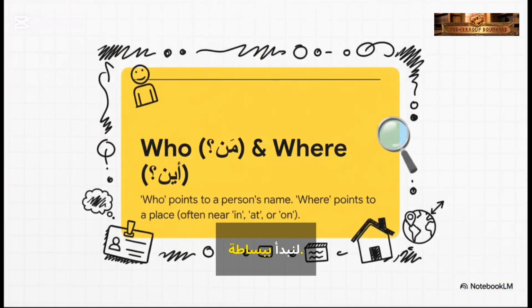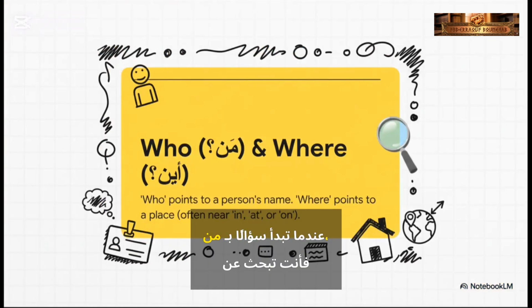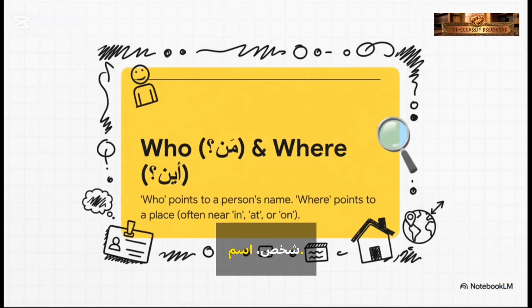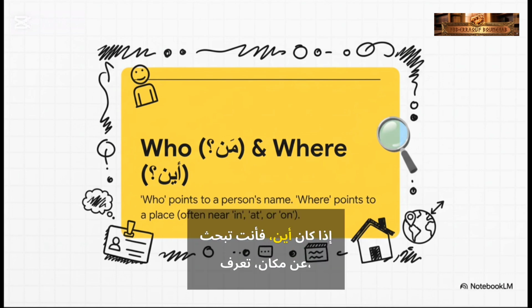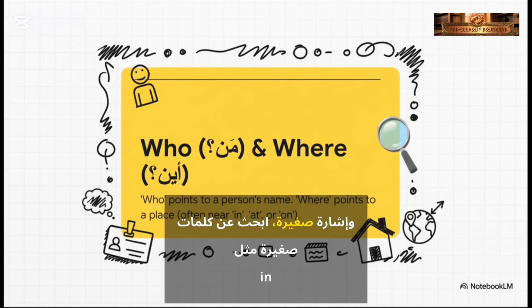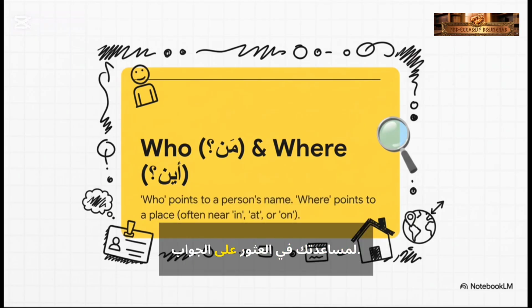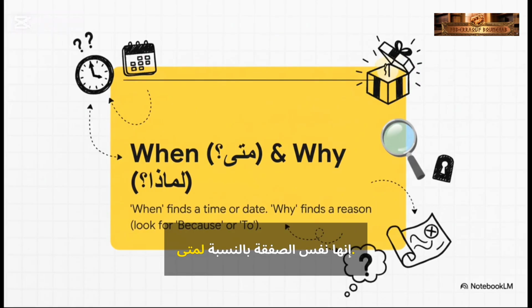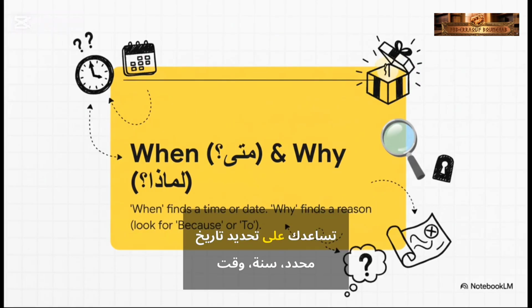Let's start simple. When a question kicks off with who, you are on a hunt for a person, a name. Simple as that. If it's where, you're looking for a place. You know, a city, a country, a building. And a little hint, look for small words like in, at, or on to help you find it. It's the same deal for when. That's your time detector. It helps you pinpoint a specific date, a year, or a time of day.